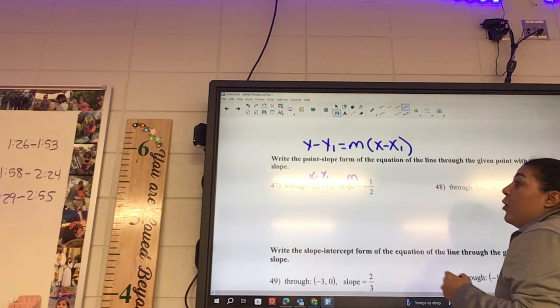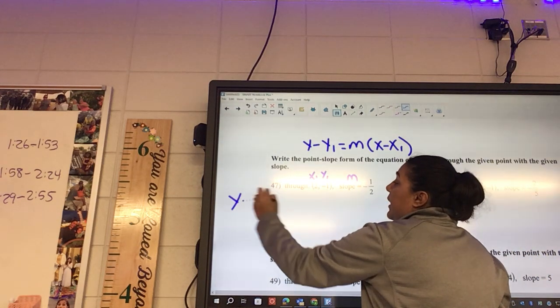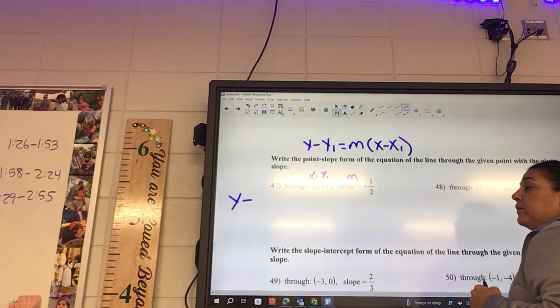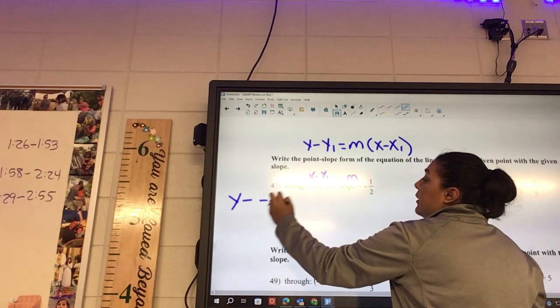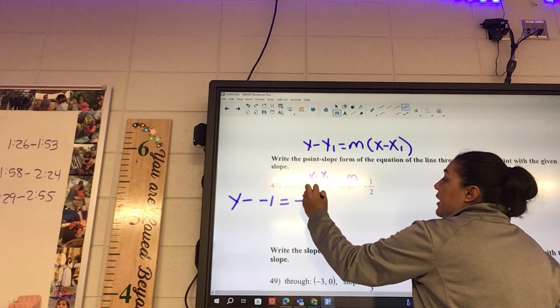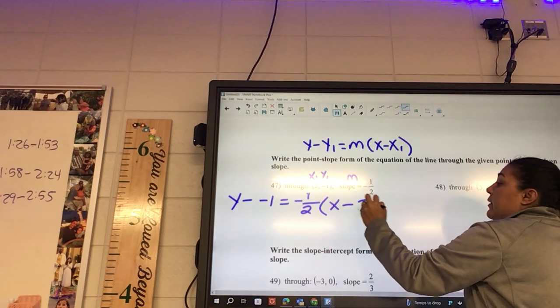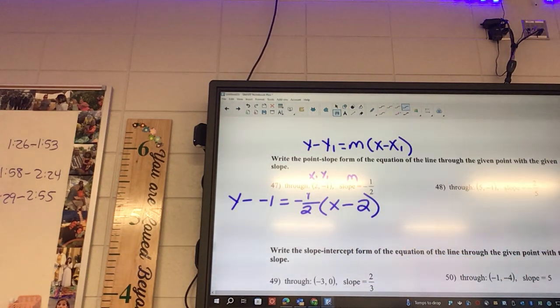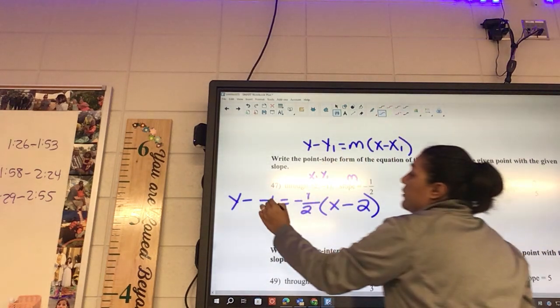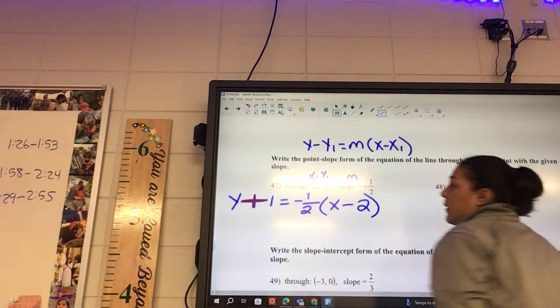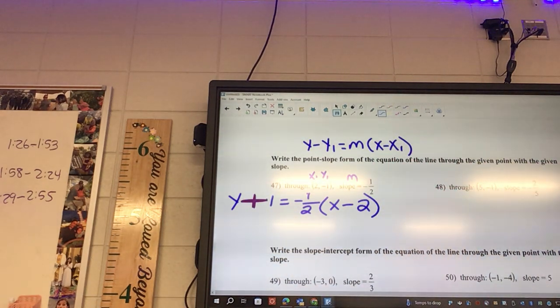Okay, so we're gonna label, so it's gonna look like y minus, what is my y1? -1 equals my m, which is -1/2, x minus my x1, which is 2. Is this one finished? No. No, why not? Connect the plus. We gotta make the minus into a plus, so that's the only reason it's not finished, okay? But now it is.